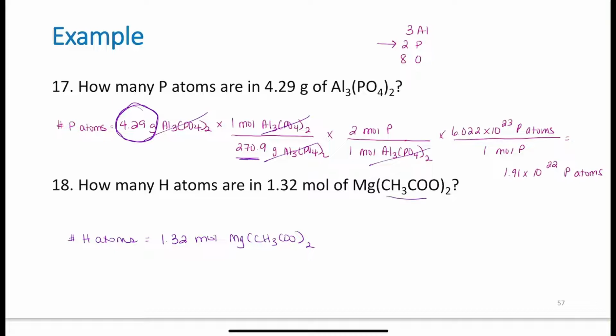You may ask why the formula is written like this. You're going to see it written a few different ways. This is the way I'm going to write it in this class. This is the way I see acetate. It's an organic compound. You'll learn more about the structures later on in the semester.